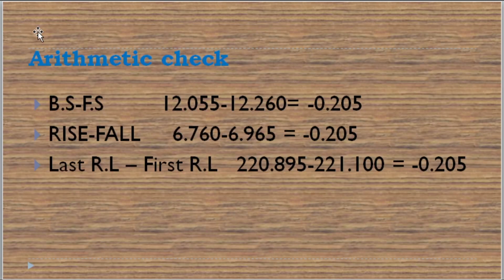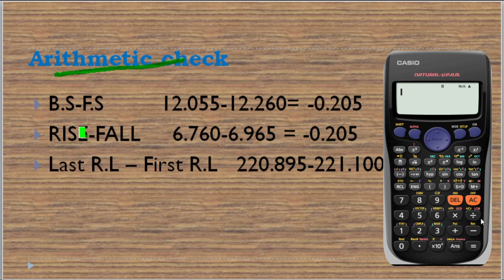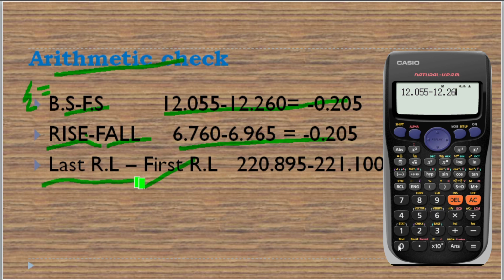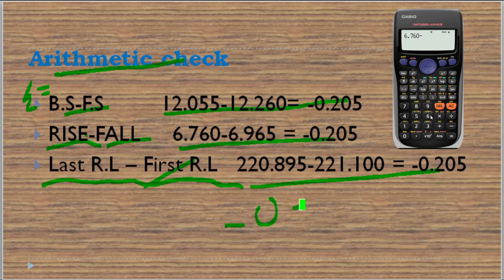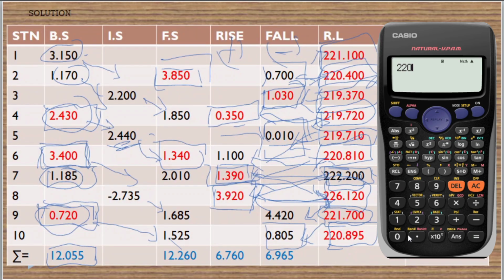After having done that, you can do the arithmetic check. So the summation of the backside minus the summation of the foresight will give you the same answer as the summation of the rise and fall, and it will give you the same answer as the last reduced level minus the first reduced level. So all our answers are the same. That means you have passed the arithmetic check, so that is right, and that is illustrated here.